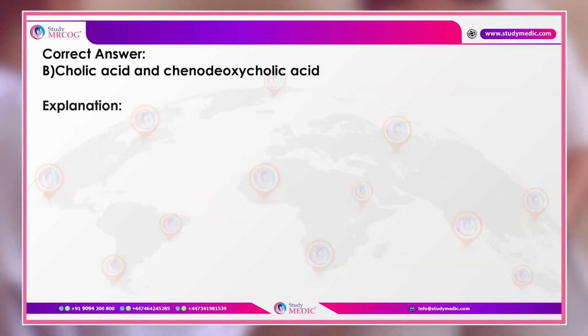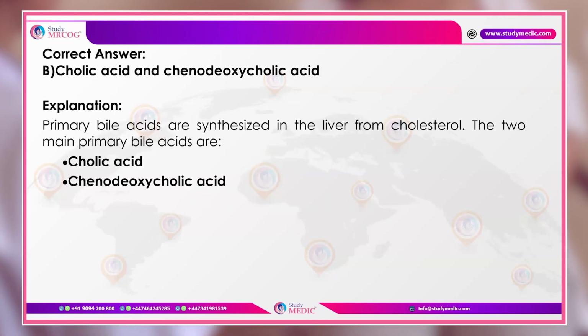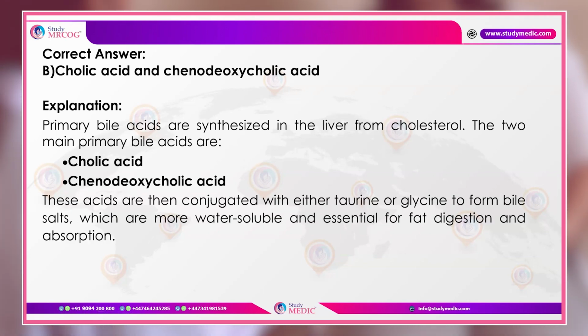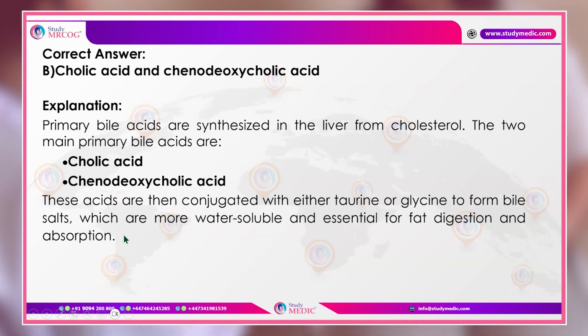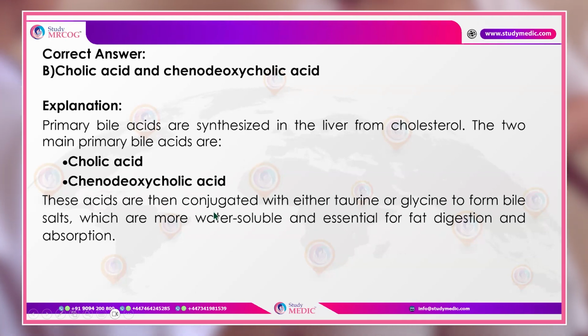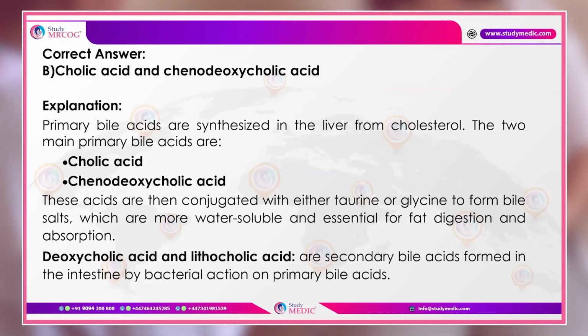What are the other options? Now we know primary bile acids synthesized from cholesterol are cholic and chenodeoxycholic acids. These acids undergo conjugation with taurine or glycine to form bile salts, the sodium or potassium salts, which are water soluble and are required for fat digestion. From primary bile acids, we get secondary bile acids, which happens in the intestine, and bacteria are required for conversion to secondary bile acids.